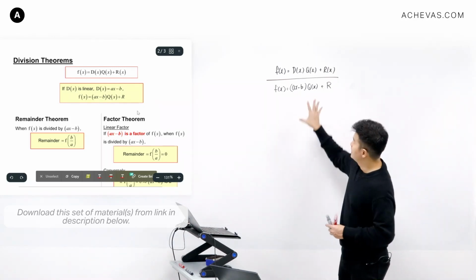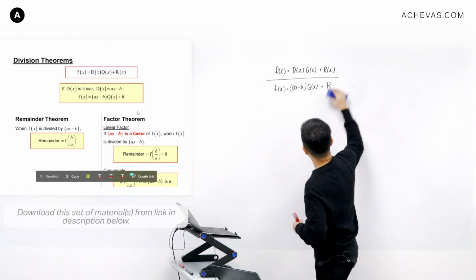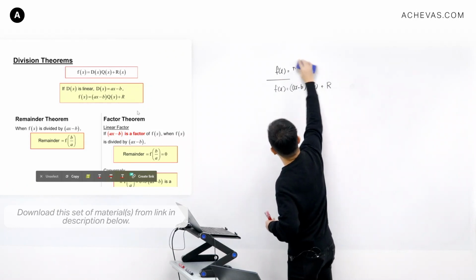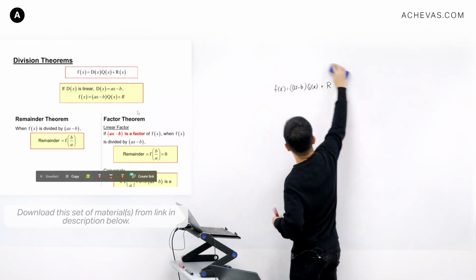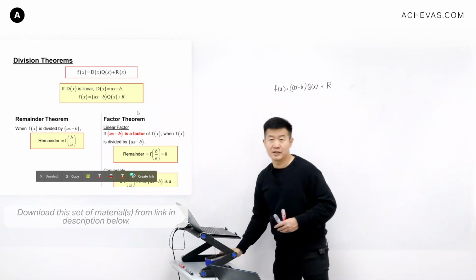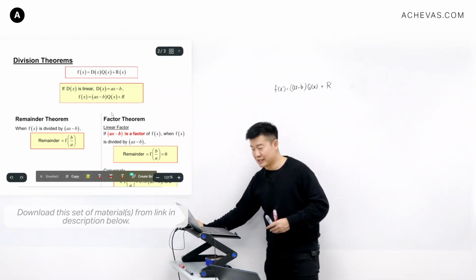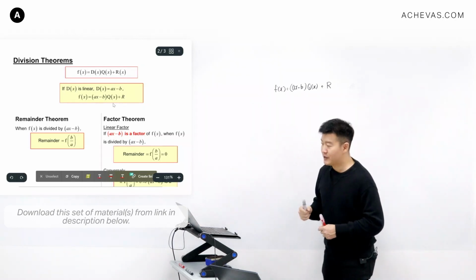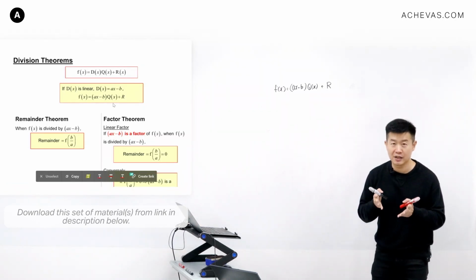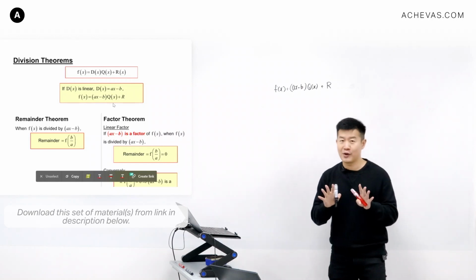And this expression here, okay, so let me remove this. Although this is still good, it is just not as often asked in our syllabus. Okay, so let's look at the first theorem that we can derive from this. The first theorem is the remainder theorem. It is actually very, very easy.